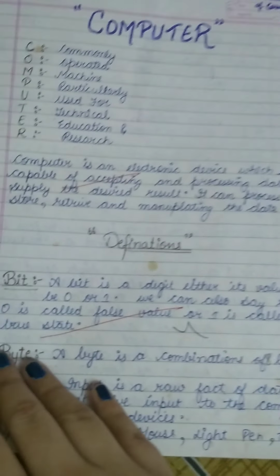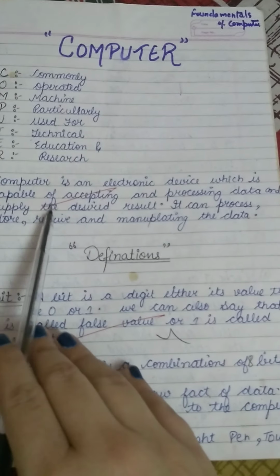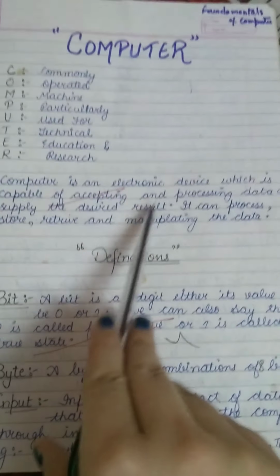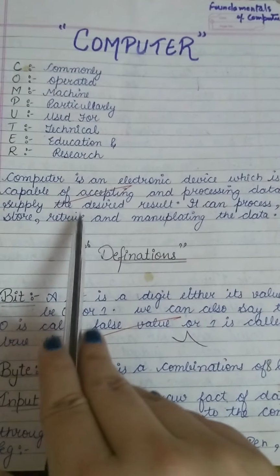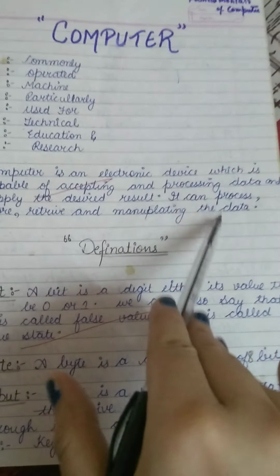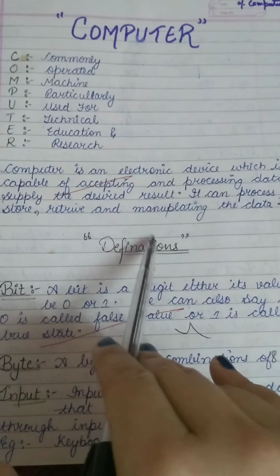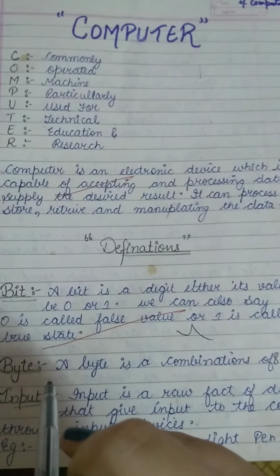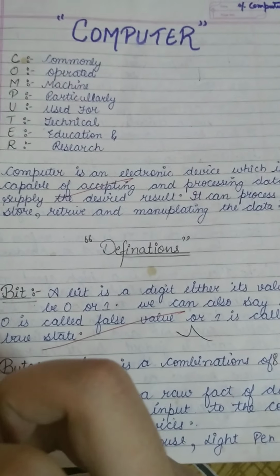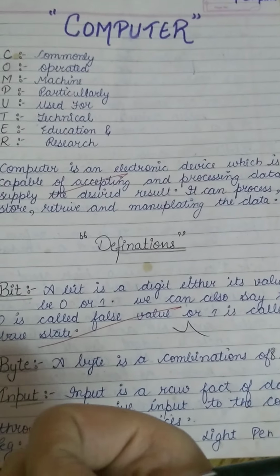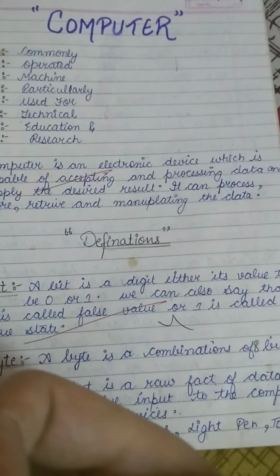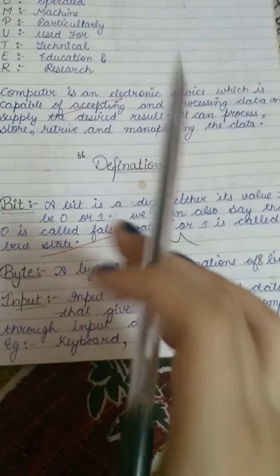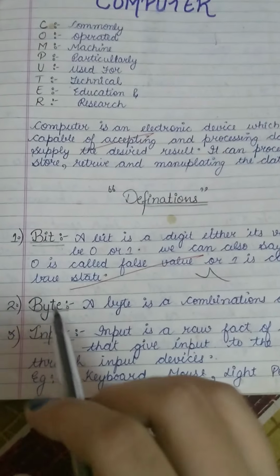Now we come to the definition of computer: a computer is an electronic device which is capable of accepting and processing data and supplying the desired results. It can process, store, retrieve and manipulate the data. So from this definition we learn that a computer is a device that takes inputs, processes them, and through this processing gives the output. This is the definition of computer that we use in our daily life.